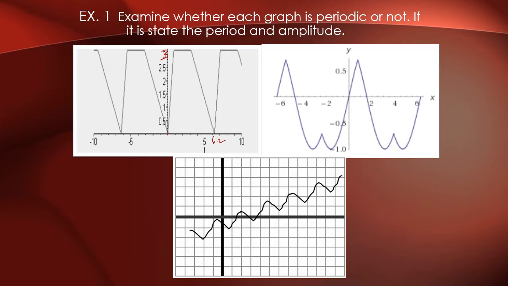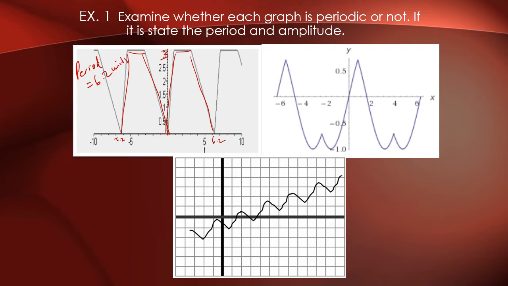So I start here, I go up, across, down, 6.2, repeat again. If I go to the left, start here, go up, across, that's 6.2. That would be like negative 6.2. And then up, across, back down, 6.2, definitely periodic. And we want to state the period and the amplitude. So the period: we just came up with that, 6.2 units.